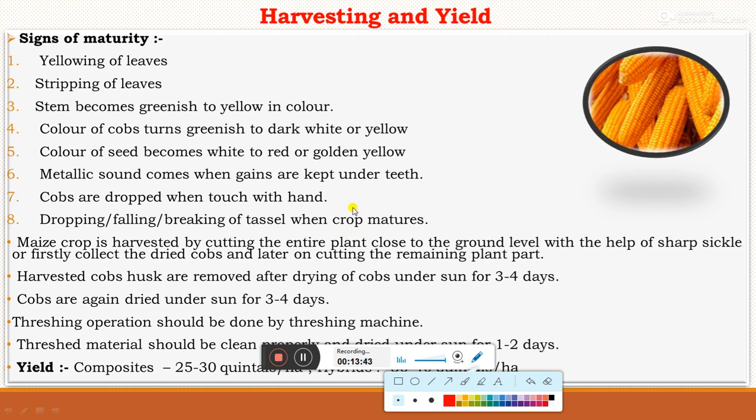This is today's topic about the crop production technology of maize as a grain crop.